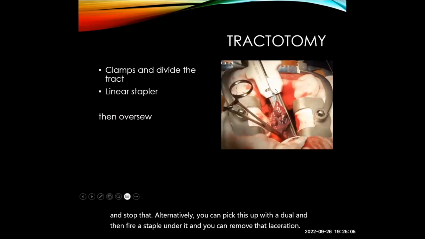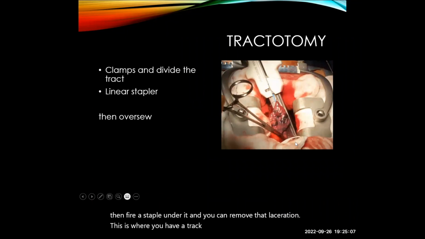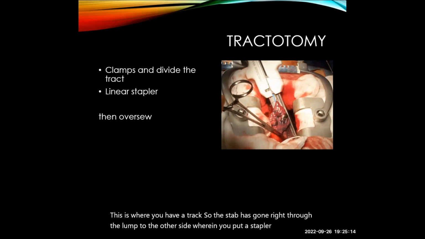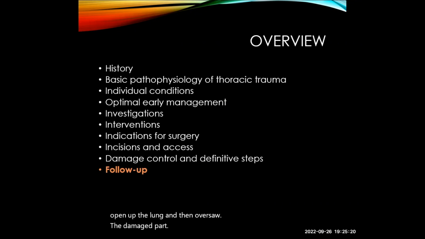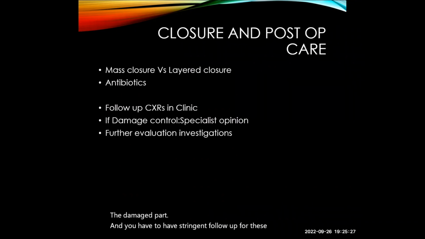This is where you have a tract. So the stab has gone right through the lung to the other side, wherein you put a stapler, staple and open up the lung, and then oversew the damaged part. And you have to have stringent follow-up for these hemothorax patients because they will have other things.